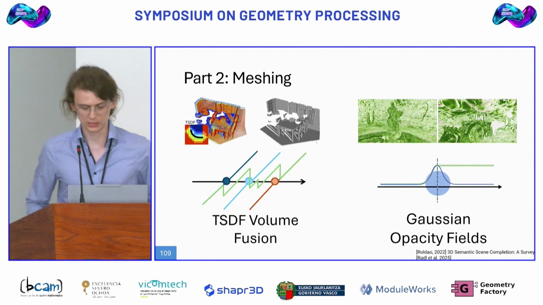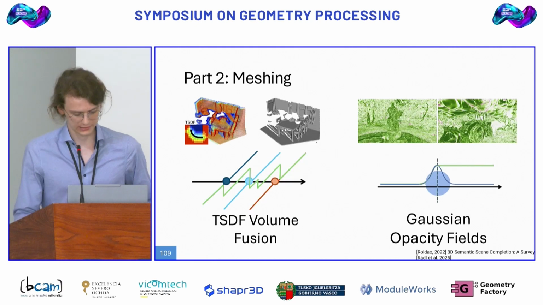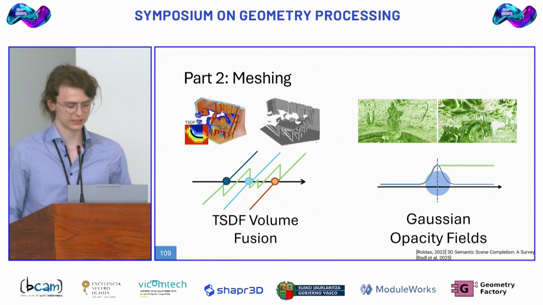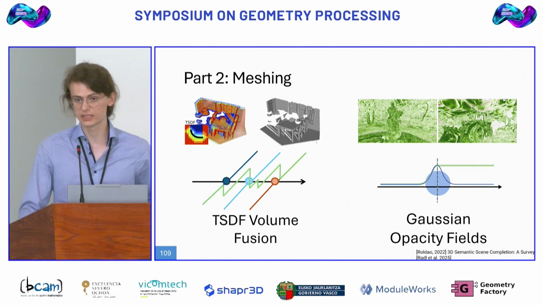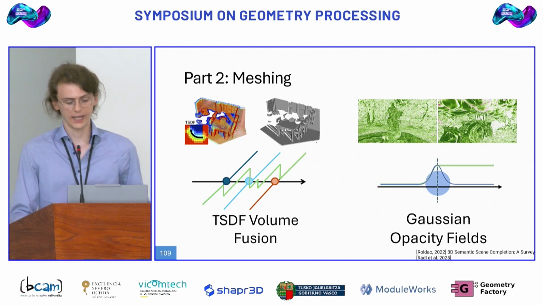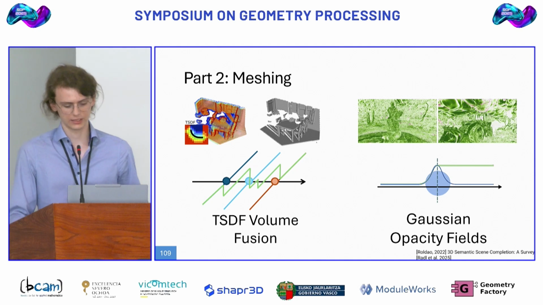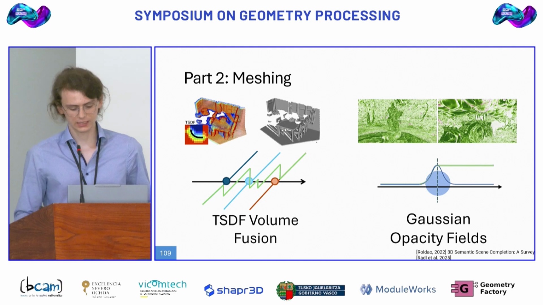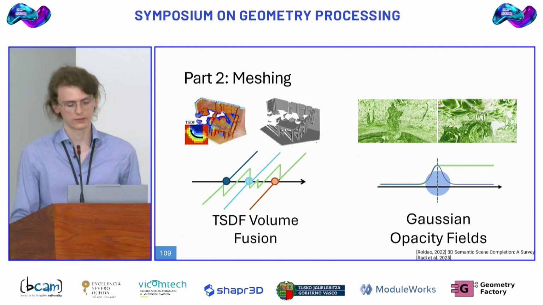And when we have trained such a model, we need to convert it to triangles. There's two dominant methods currently. The first one is quite old, from 1996, TSDF volume fusion. And the second one is Gaussian opacity fields, which is just last year and specifically constructed for use with 3D Gaussian.